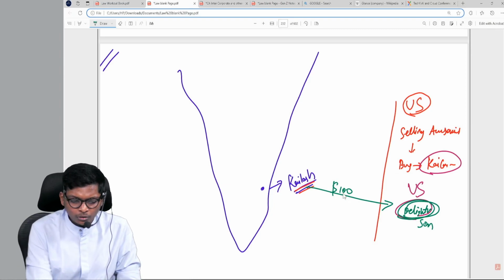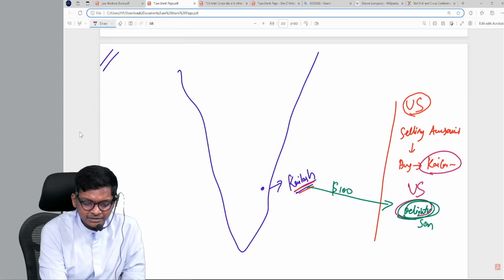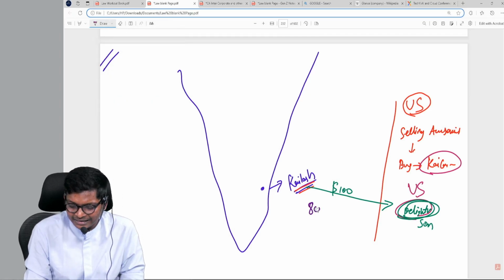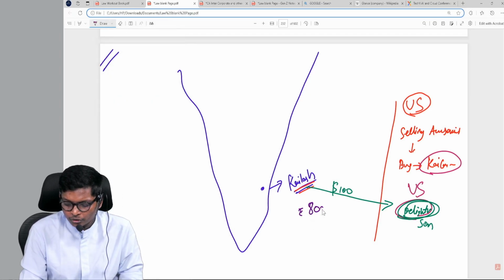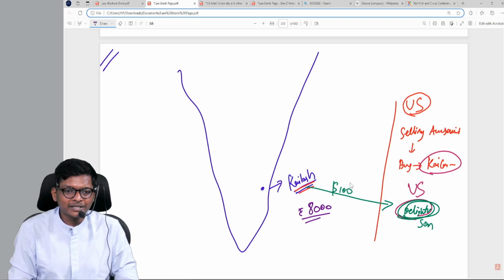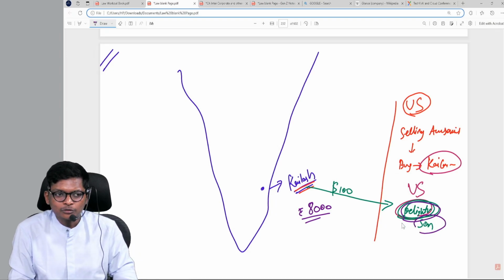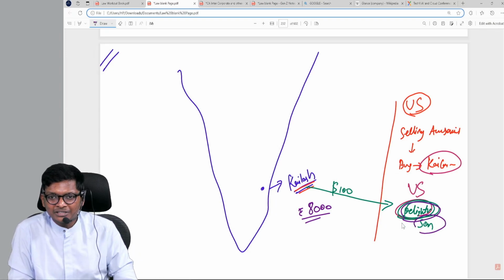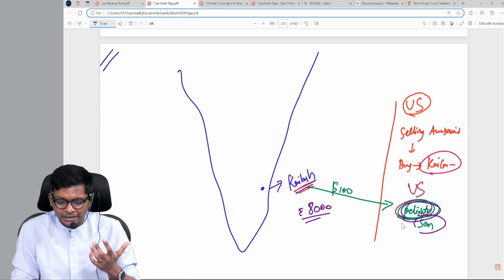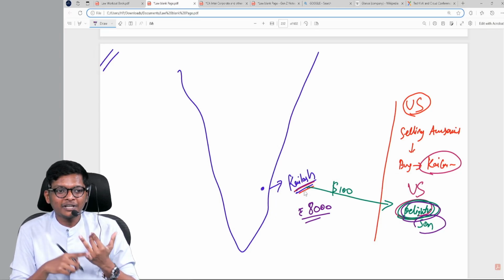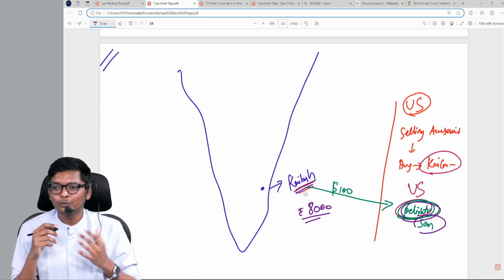Now Kailash is saying, I don't have dollars. Let's assume $1 is 80 rupees. I will give you 8,000 rupees, 100 into 80. Do you think Delightson will take 8,000 rupees? No, because he wants dollars. Kailash is saying, I have no Kailasha and no dollars, what to do?